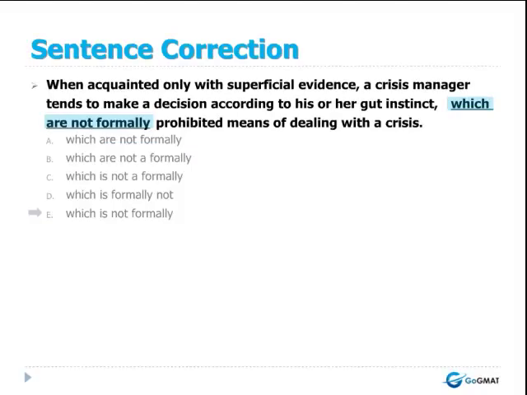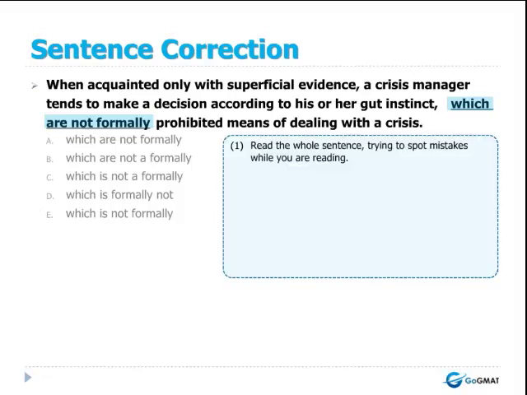The best approach to any sentence correction question is to be very systematic. First, read the whole sentence, trying to spot mistakes while you are reading. Listen to it in your head. Make sure you understand the entire sentence. Ask yourself 2 questions. What is the message of this sentence? And what is the structure of this sentence?